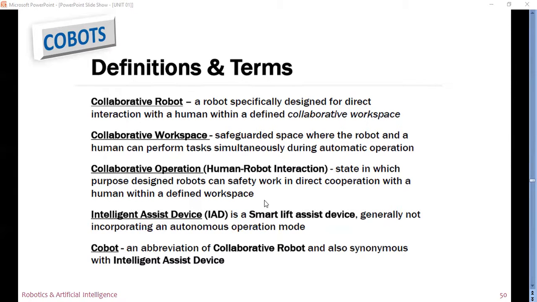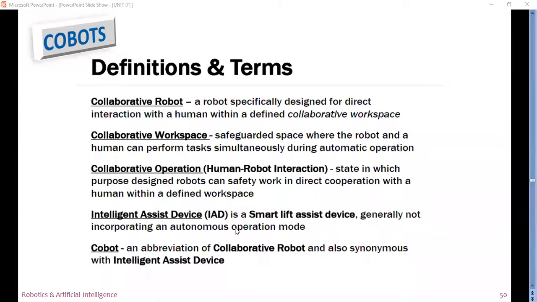Then next is intelligent assist device, IAD. It is a smart lift assist device generally not incorporating an autonomous operation mode. And last is the cobot. It is an abbreviation of collaborative robot and also synonymous with intelligent assist device. Therefore, collaborative robots are also known as intelligent assist devices or IAD.